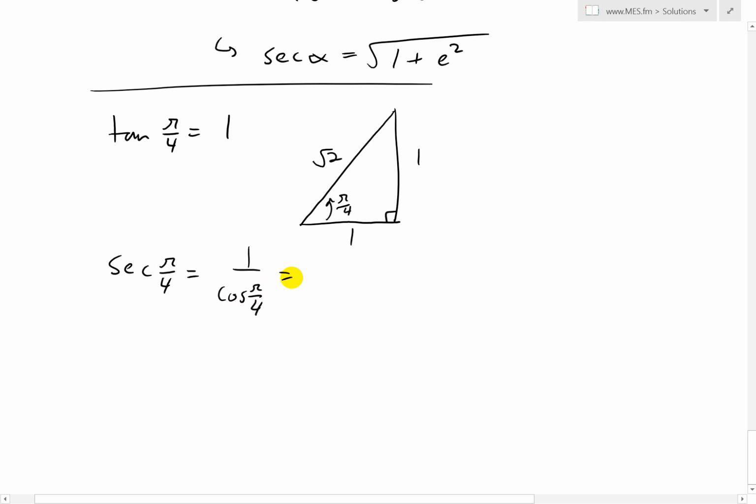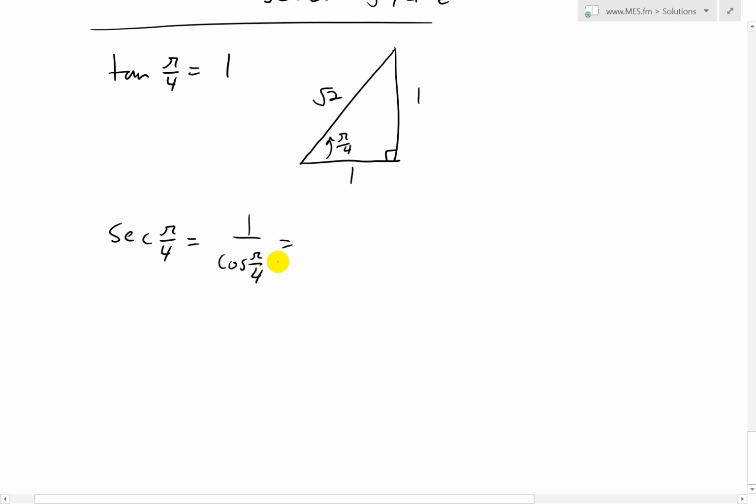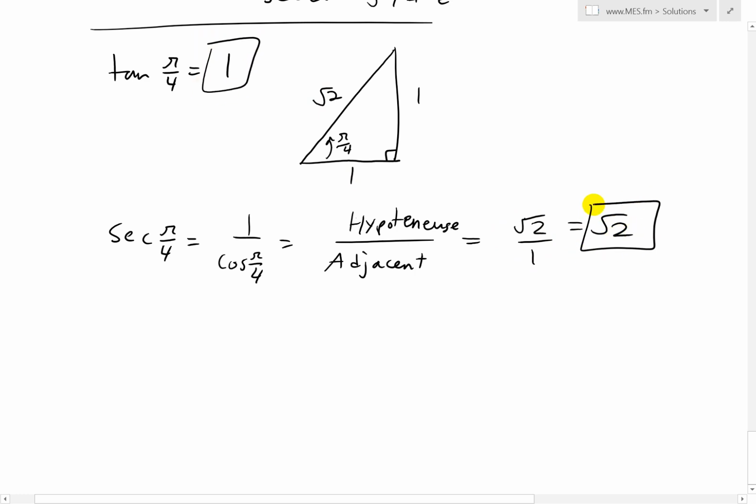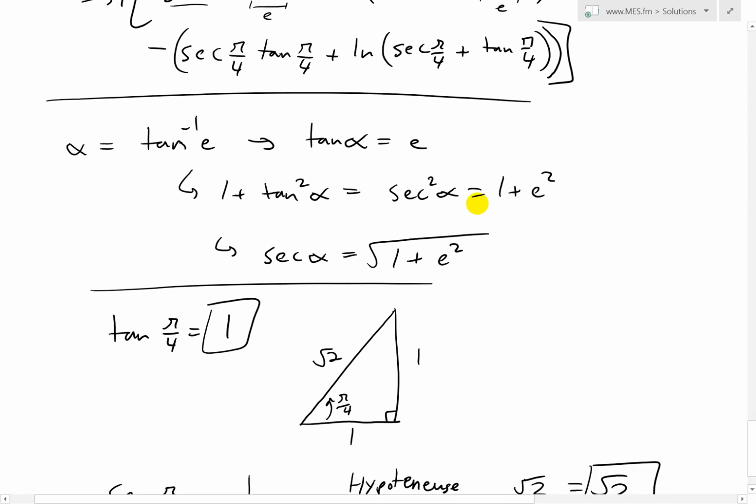I'll just move this around here to get out of the way. The definition of cosine is adjacent over hypotenuse, but since secant is the reciprocal, we have adjacent at the bottom and hypotenuse on top. Hypotenuse, I think that's how you spell it. So in this case, adjacent is 1, hypotenuse is square root 2. So we have square root 2 over 1, which just equals square root 2. So we can just plug this all in together right here.